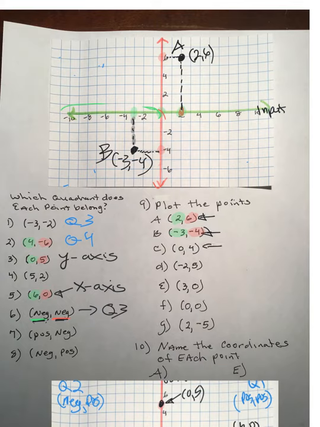0, 4. 0, 4 means you have an input of 0 and an output of 4. So that would be located right there. That's the point 0, 4, and we would label that C.